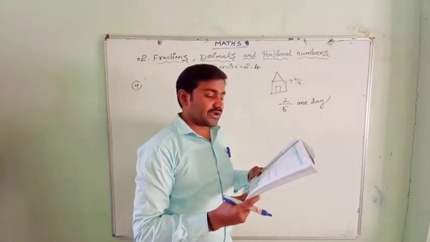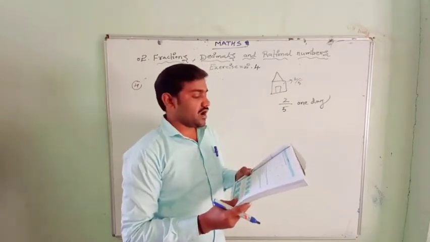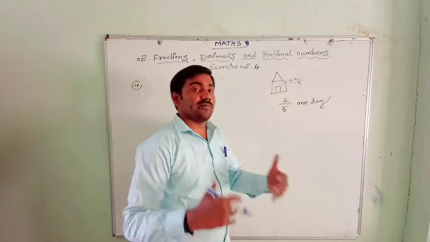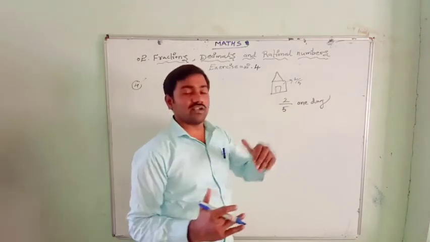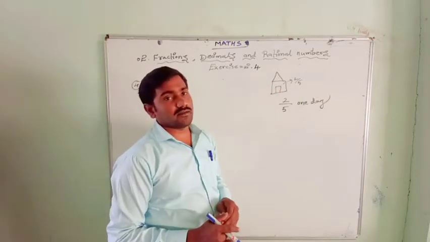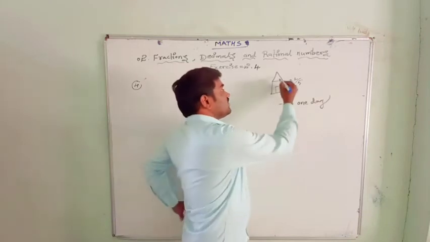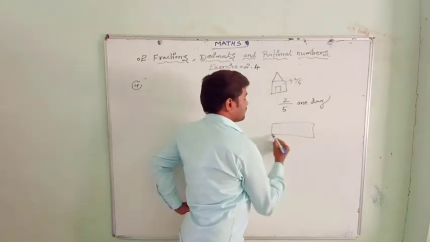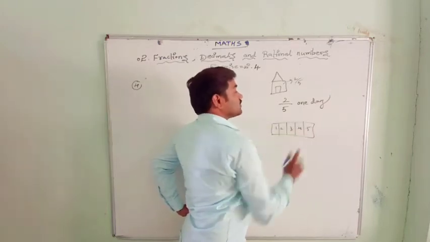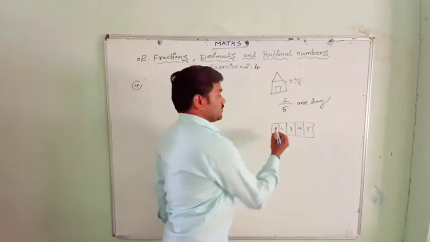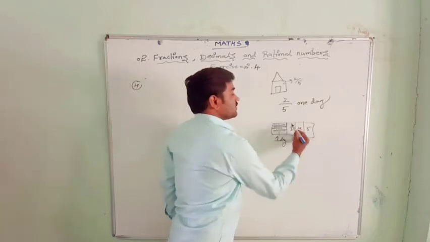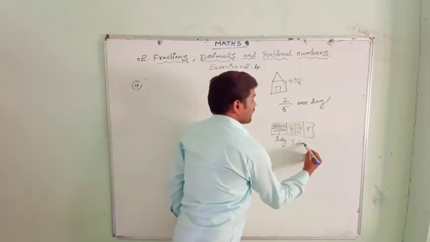So if he continues working at this rate, how many days will it take to paint the whole house? That means if he continuously paints at this rate, 2 by 5 of the work in one day, in how many days can you complete the painting of this house? Very simple. If you divide this house into 5 equal parts, 1, 2, 3, 4, 5, then 2 parts will be completed in one day. Then the next 2 parts will take one more day.